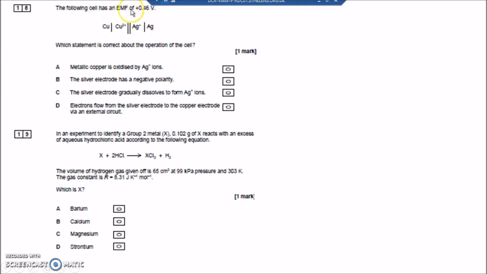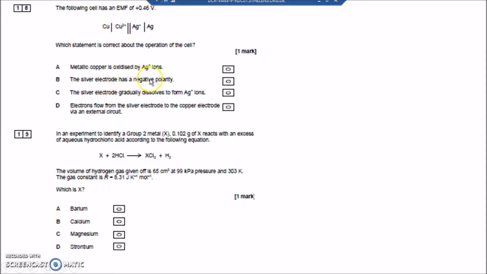The following cell has an EMF of +0.46, so the reaction is going to go ahead if that's a positive EMF. Copper goes to Cu2+, so that's the way that it works, that this copper goes to form Cu2+, and Ag+ goes to form Ag. So the copper goes from 0 oxidation state up to +2 oxidation state. Let's have a look which is correct. Metallic copper is oxidized. Yes, it goes from 0 up to +2. So the answer is A. Straight off. Let's just check the others though.